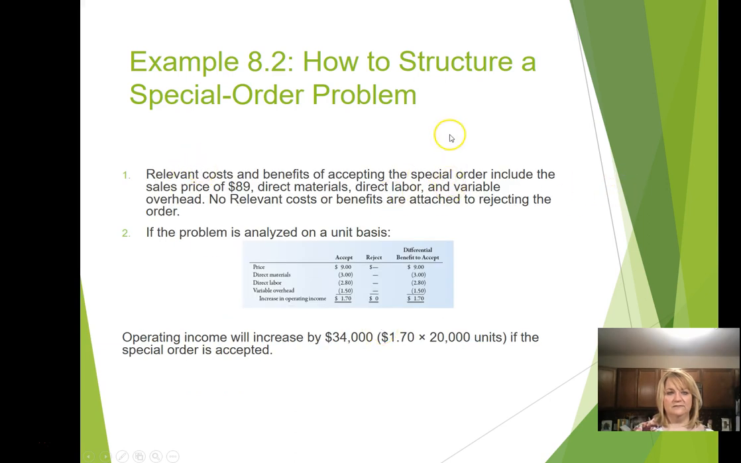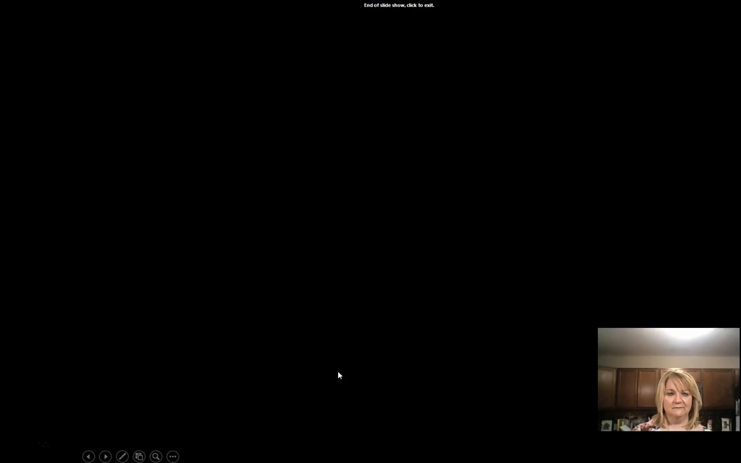Relevant costs and benefits of accepting the special order include the sales price of $89, direct materials, direct labor, and variable overhead. No relevant costs or benefits are attached to rejecting the order. If the problem is analyzed on a unit basis, operating income would increase by $34,000 if the special order is accepted. So would you accept that? Of course you would.